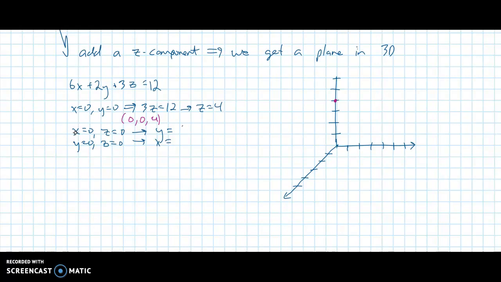You should get y equals 6. Why is that? Well, if this is 0 and that's 0, 2y is 12, y is 6. And for this one, boom, boom, that's this and this. Those are both 0. You should get x equals 2.